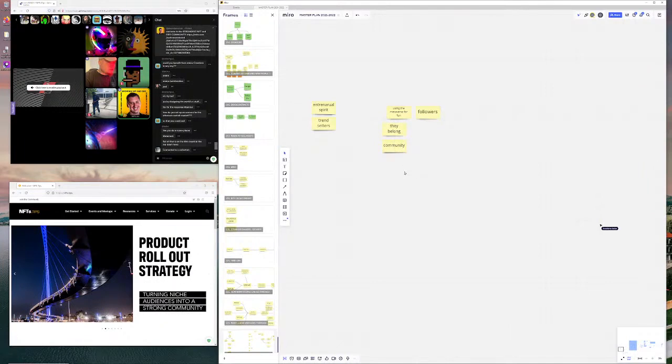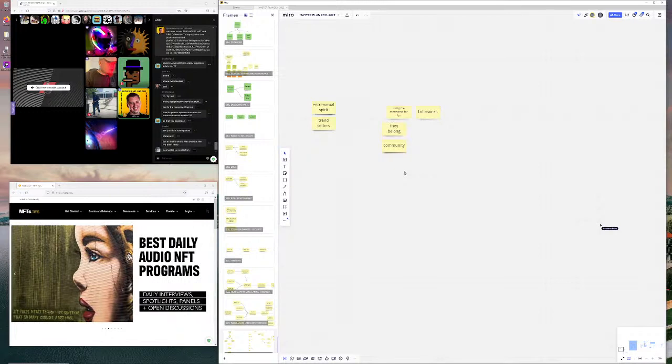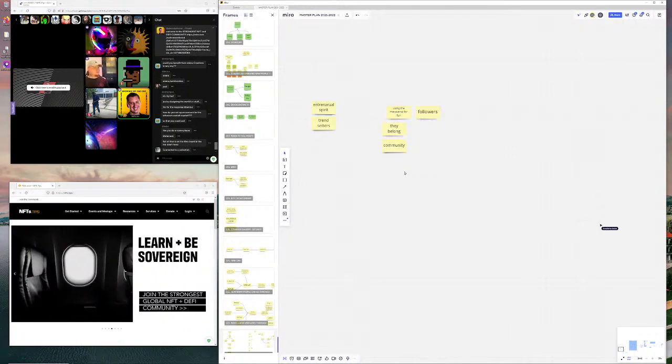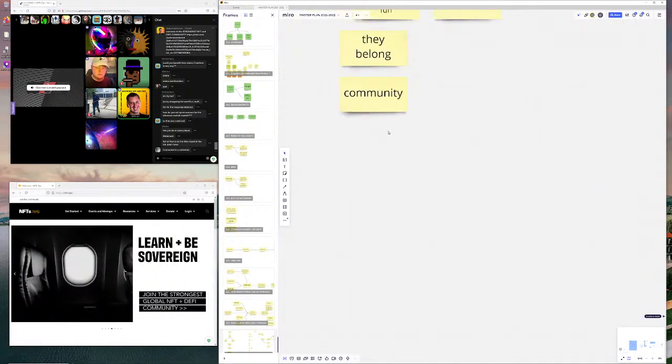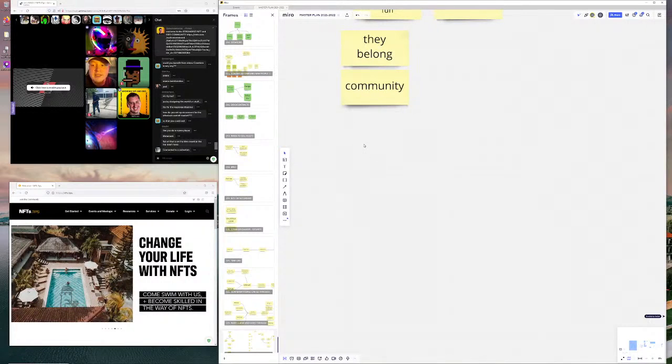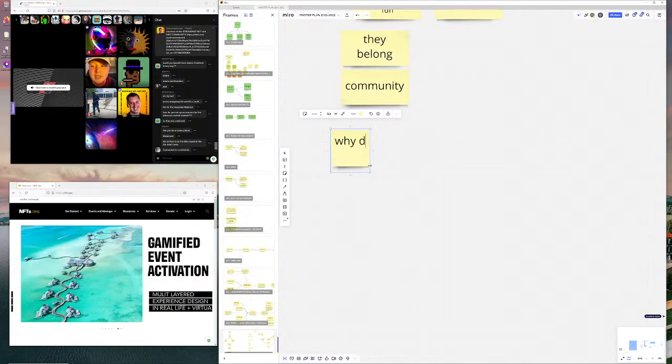So they want to be able to belong, to be a community, their followers. They use the metaverse for fun. Why would they want to? Why do they care so much about these skins? What is it that makes them care about the skins? Because they get to hang out and they get to show their friends. It's status at the end of the day.